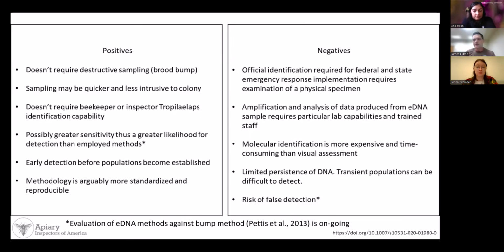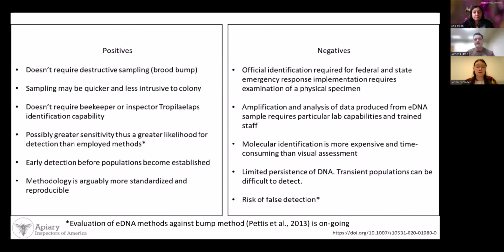It also doesn't require somebody to have experience identifying Tropilaelaps based on morphology. All they would need to be able to do is take a swab, send it into a lab, and that lab could process that material. So they wouldn't need the expertise to identify it. It might also be more sensitive. One of the drawbacks with the brood bump is that it's not capturing 100% of the presence of Tropilaelaps, which means there is a risk that a particular beehive or colony is infested and we just don't detect it with that method.